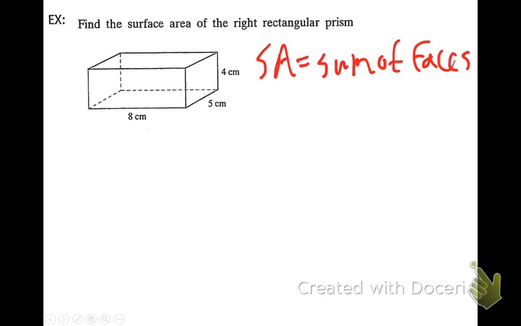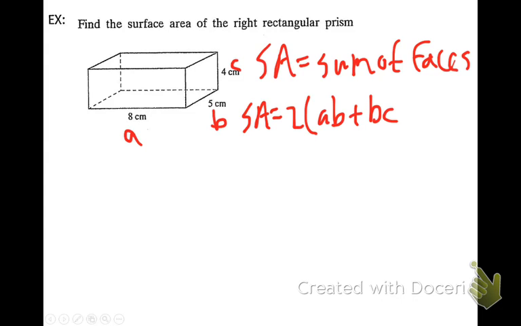We could call these sides A, B, and C. I could say that the surface area is equal to 2 times (A times B plus B times C plus A times C). The rectangles, each rectangle in the prism times 2, because you have the front and the back, or the right and the left, or the top and the bottom.